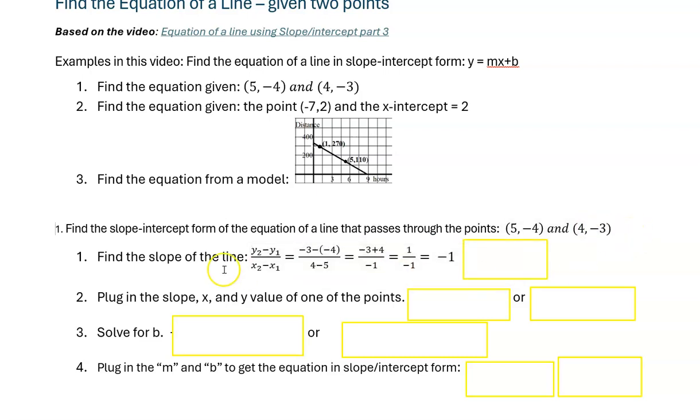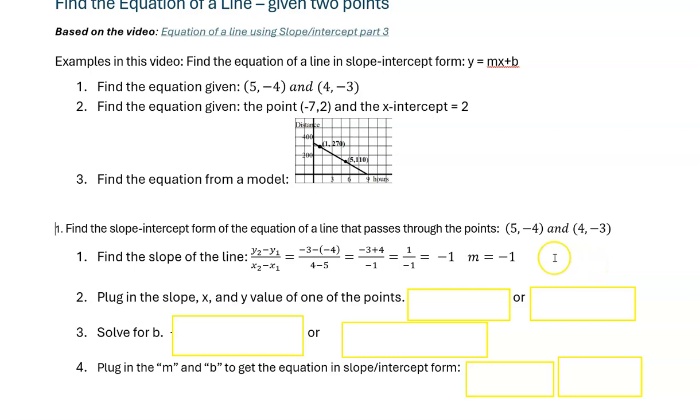So I have -3, and then my formula says to subtract, and I'm subtracting the other y, which is -4. And negative makes that +4. On the bottom, I'm subtracting the x's, my 4 minus my other x, which is 5, and that gives me -1. And simplifying that tells me that my slope for this line is -1.